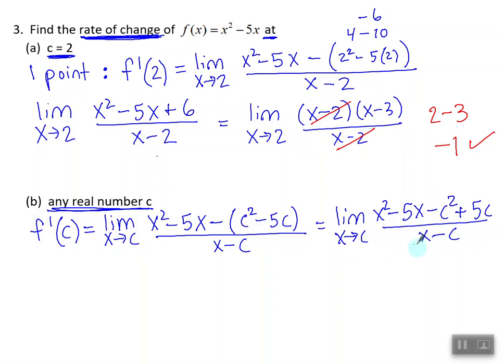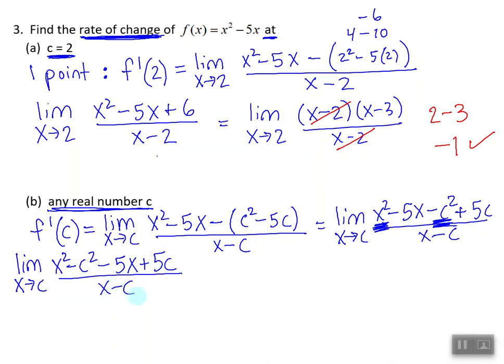Now, of course, we try substitution, but c minus c would yield 0 in the denominator. So how can we rewrite this? Well, it might not be obvious at first, but if we do some rearranging, we'll be able to factor and find some common factors. So let's look at how to rearrange. The limit as x approaches c, I'm going to put the x squared minus the c squared together. You'll see why here shortly. X squared minus c squared, and then minus 5x plus 5c, still over x minus c.